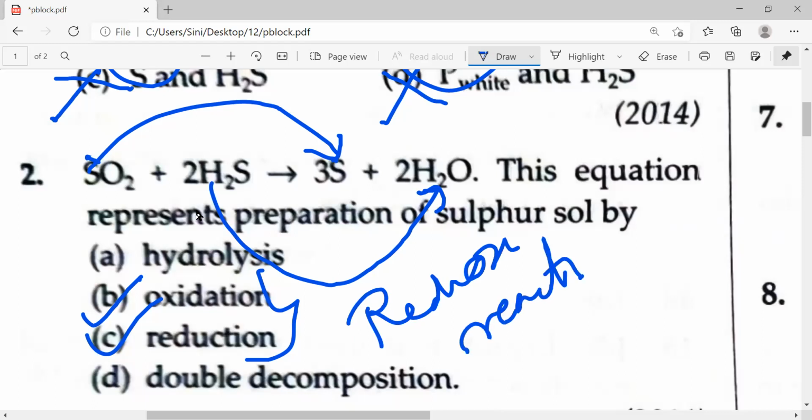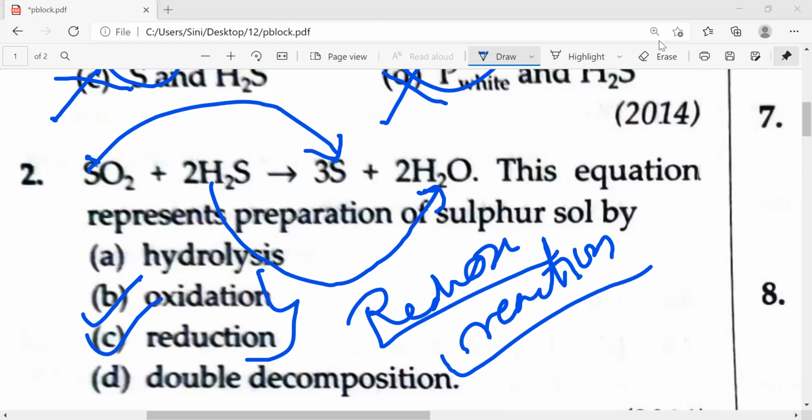So I cannot directly go to the options here. This is a redox reaction. Sometimes it happens during the entrance exam that the question or the answer may be wrong. You'll get the marks if you attempt. Either B or C, if you mark, then only you'll get it correct. If you mark A or D, you won't get it correct. Is it clear to everyone? It's a redox reaction. Both reduction and oxidation happen in this.